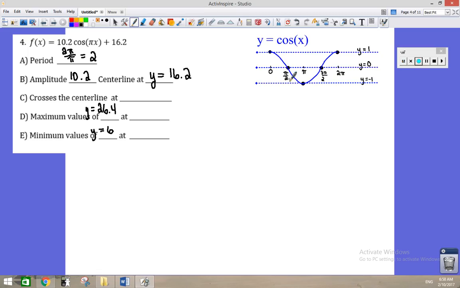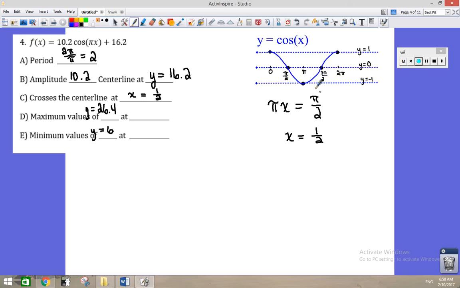Alright. Now for the cosine curve, we're at the center line if the input into the function is pi over 2. So let's take this algebraic expression, pi x, set it equal to pi over 2. And if we solve for x, x is 1/2. So if you let x be 1/2, you'll be taking the cosine of pi over 2, and you'll be on the center line. Alright, so we know that x is equal to 1/2.